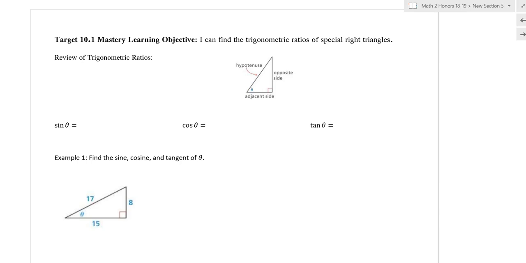Theta is our angle, right? And we know the hypotenuse of a right triangle, right, across from that right angle. The opposite side is across, right, from the angle, and the adjacent side is next to that angle, okay?